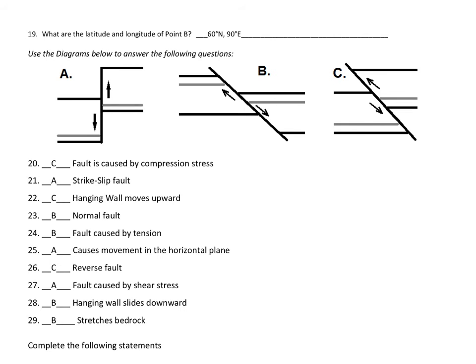Hanging wall slides downward. That's B. This is, again, a normal fault, and the hanging wall, which in this diagram is on the right. I could draw it the other way, where it's on the left. You guys always have to pay attention to what way the hanging wall is moving to identify that, again, that's a normal fault. And then stretches bedrock, that would certainly be tensional stress, so that has to be, again, B.